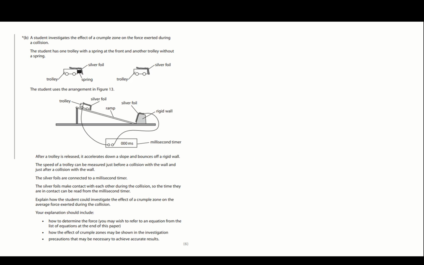Long question and a tricky question. I'll try to do it as quick as I can, but without rushing it. A student wants to investigate the effect of crumple zones on the force. So that's going to be using what we said is F equals delta p over t. Okay, so what was it? Frogs, puke, tarantulas. The student has one trolley with a spring, so there we go, and another without. So clearly this is the one with a crumple zone. This does not have a crumple zone.